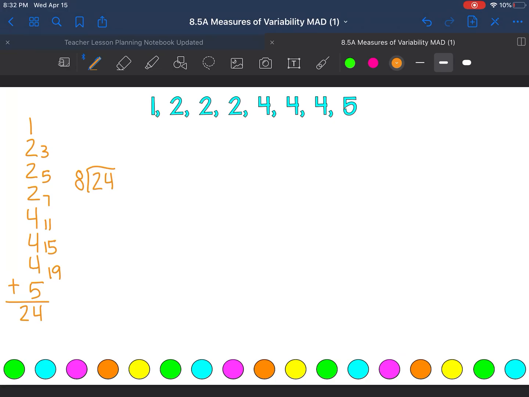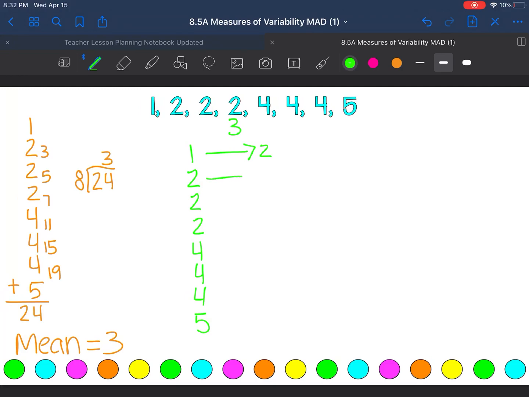So I'm going to take that 24 and divide it by how many numbers I added together, which was 8. So how many times does 8 go into 24? 3. So that means that my mean equals 3. Now remember, we want to find out how far away the numbers we just added together are from our mean. So I'm going to write those numbers, and now I'm going to write my mean of 3. And I'm going to subtract.